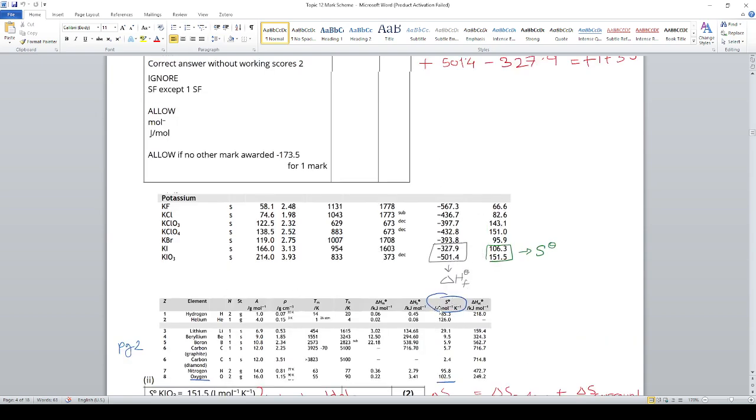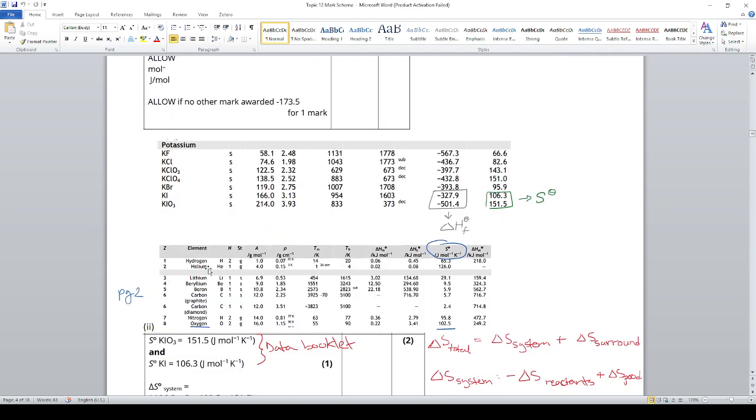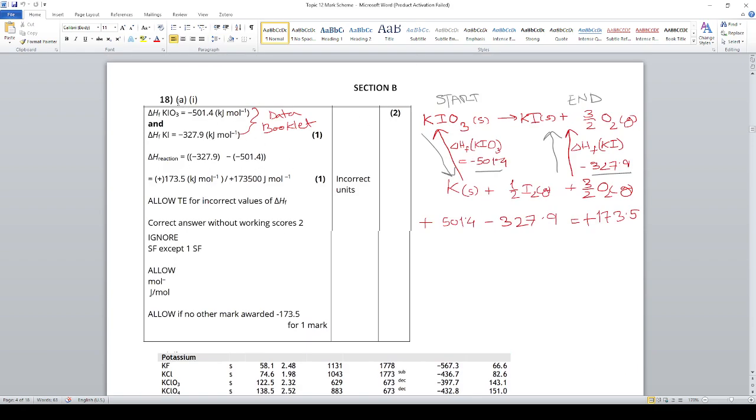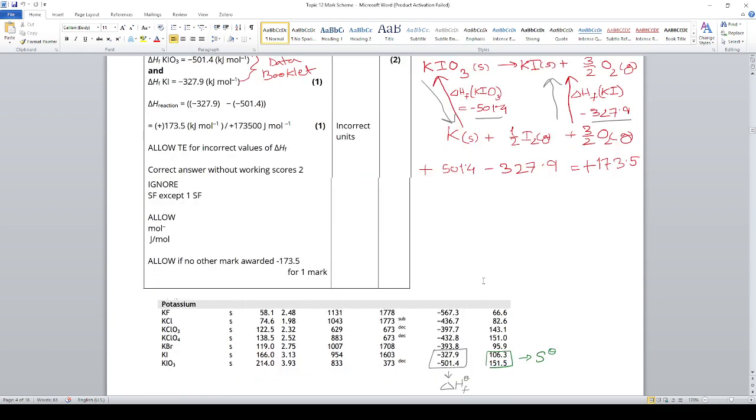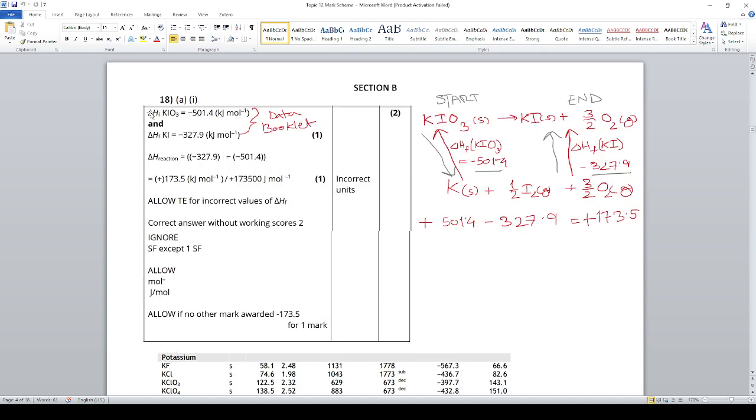You're looking for the column that has the S theta. Theta just means standard conditions. These are the standard entropies for a whole bunch of substances. Near the beginning of the data booklet, you have it for elements, and near the end of the data booklet, you have it for compounds. So for this first question, 18A, you need the compound enthalpies. My bad, this is an enthalpy calculation, right?